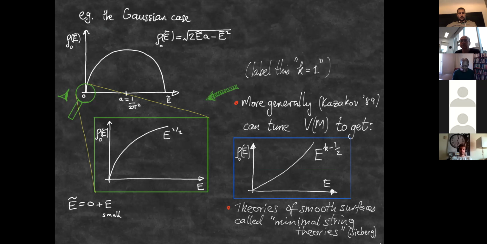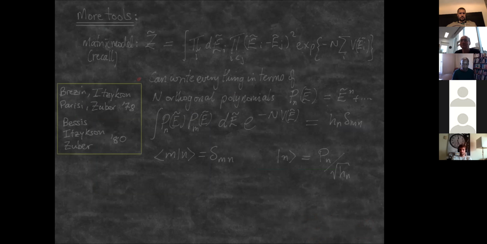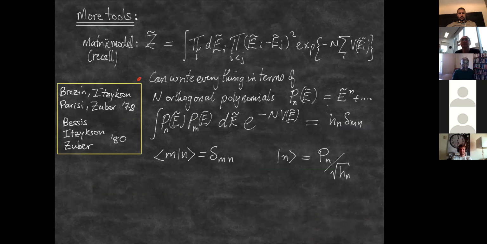In fact, the theories of smooth surfaces that you get from this were later called minimal string theories, a certain class of minimal string theories, the terminology due to Seiberg, and I think I misspelled his name, sorry, Nati. So I'm going to dig a little bit deeper than that because I'm going to need some more tools. Let's go back to the matrix model.